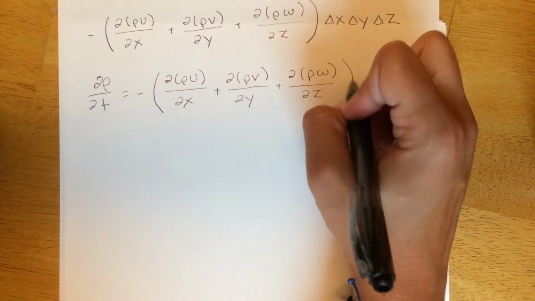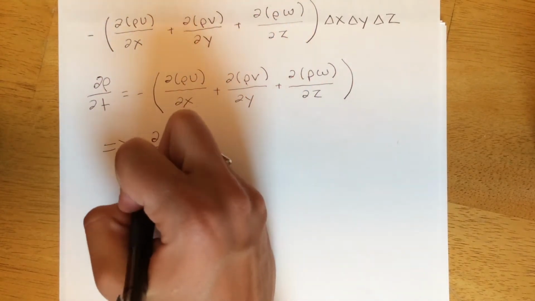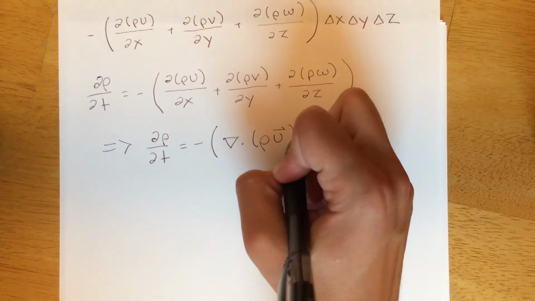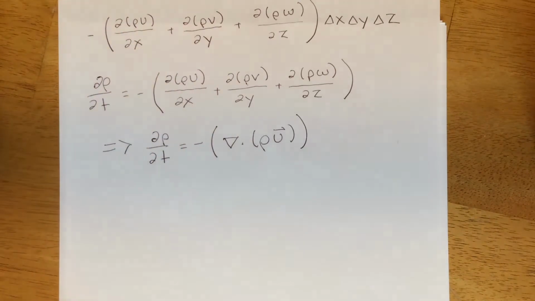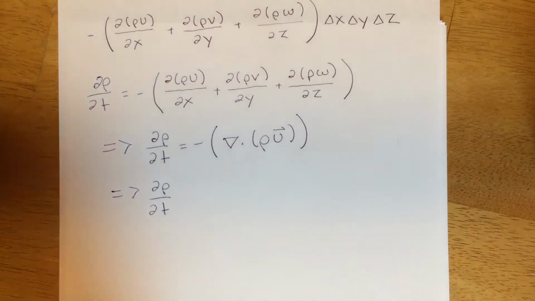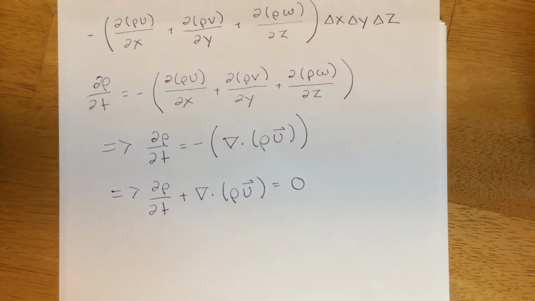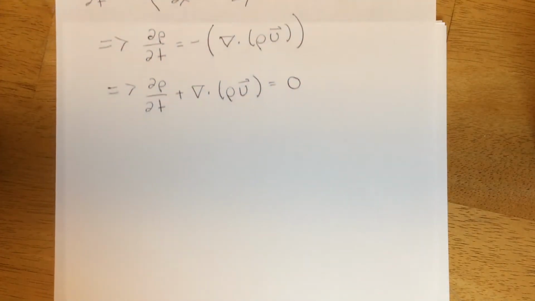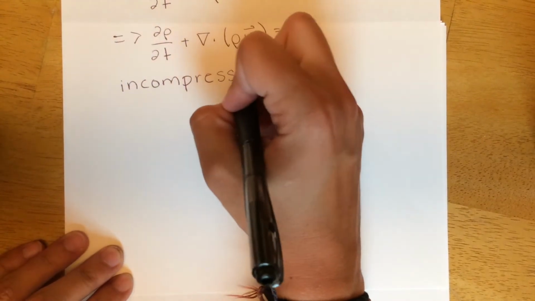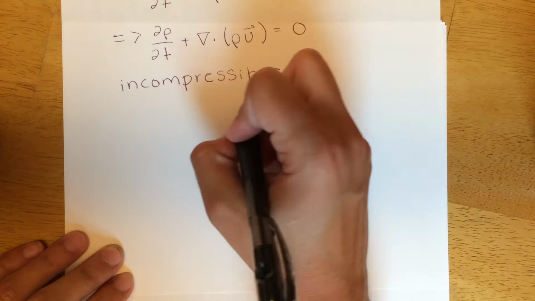We set the two equations equal to each other and divide out the volume. We can write this equation in vector notation and subtract over the right-hand side to simplify the equation. If we make the incompressible assumption, we can assume that density remains constant, and we are left with our final continuity equation.